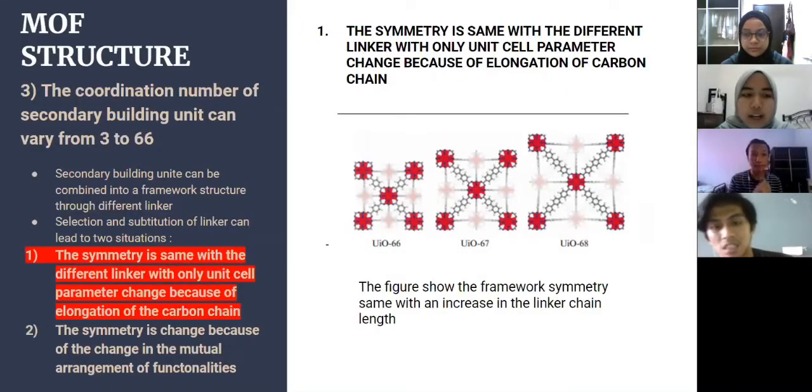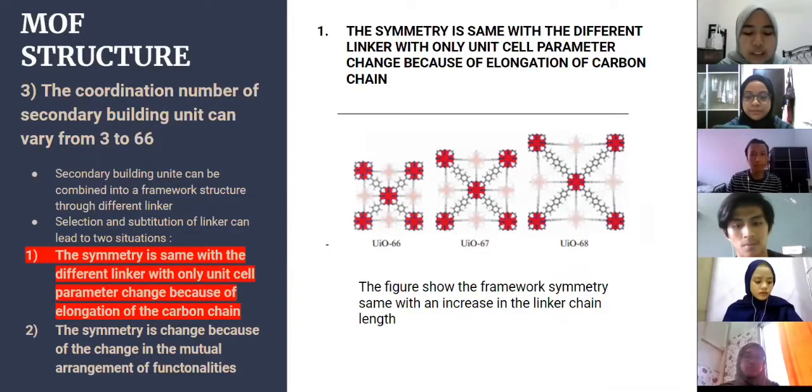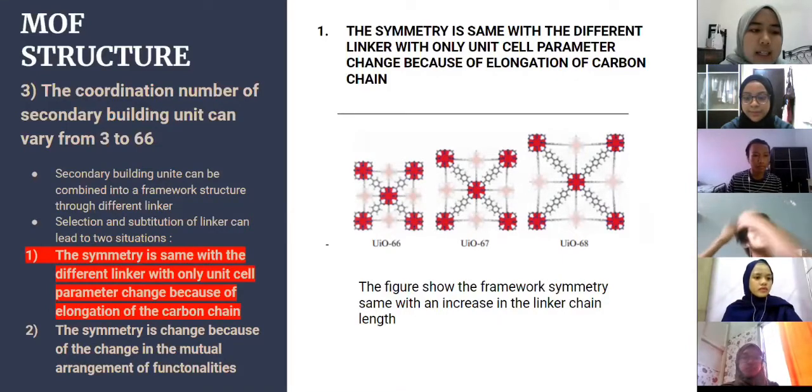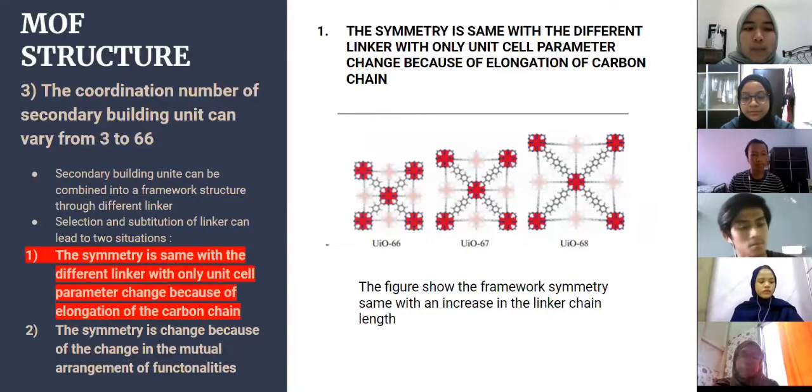The next characteristic is that the coordination number of secondary building unit can vary from 3 to 66. Can vary means a difference in size. We can see the secondary building unit can be combined into a framework structure through different linkers. The previous one, I told you about different secondary building units bound with the same linker. But this one, the same secondary building unit but bound with different linkers.